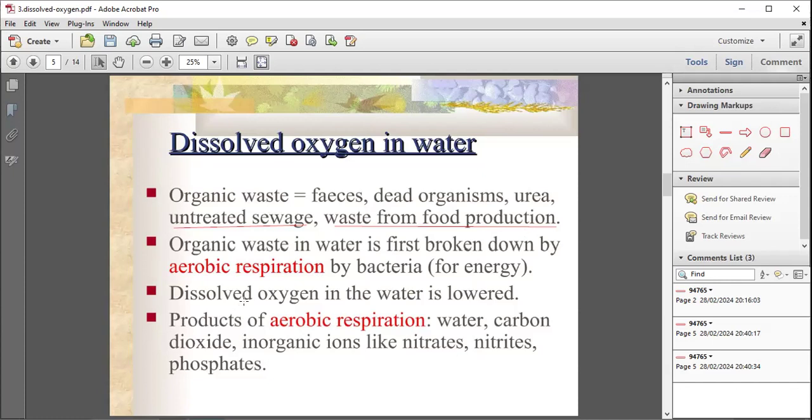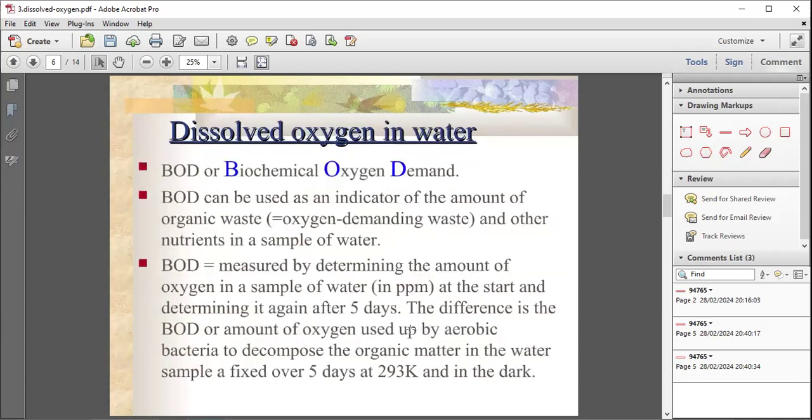Organic waste in water is first broken down by aerobic respiration by bacteria for energy. Dissolved oxygen in the water is low. Products of aerobic respiration: water, carbon dioxide, inorganic ions like nitrates. The dissolved oxygen in water, BOD or biochemical oxygen demand.